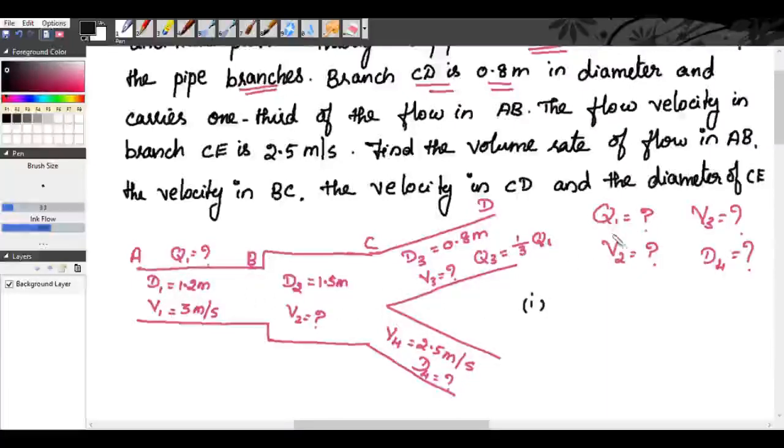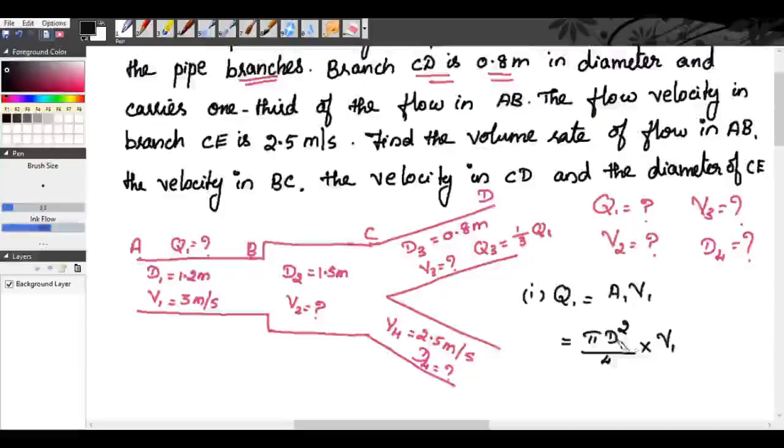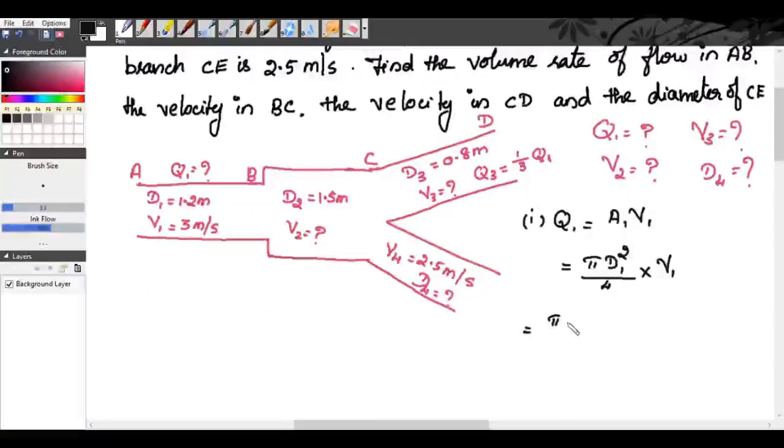we will find Q1. So we know Q1 is equal to A1 into V1, area into average velocity. So here the area is pi d1 square by 4 multiplied by the average velocity V1. Every value is given in the problem. So it is pi into d1 is 1.2 square divided by 4 into velocity is 3. So we get Q1 is equal to 3.393 meter cube per second.